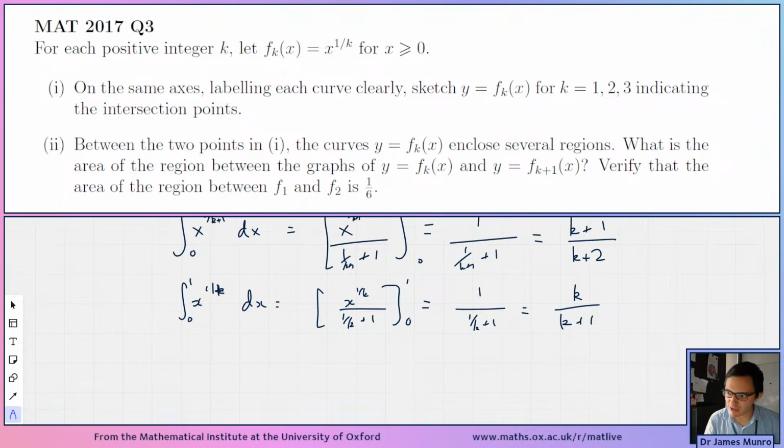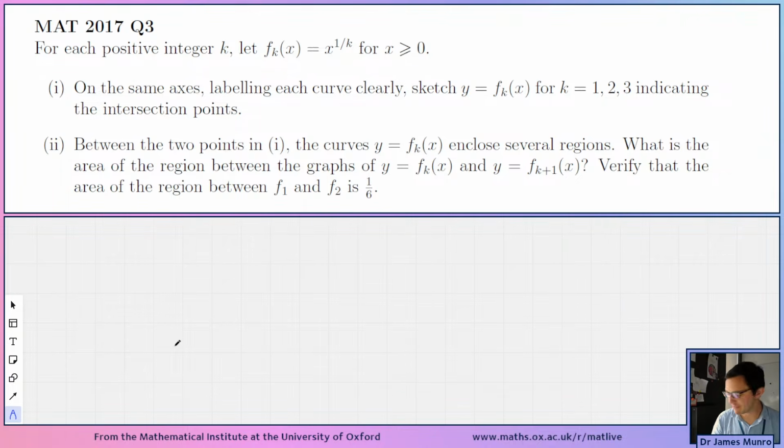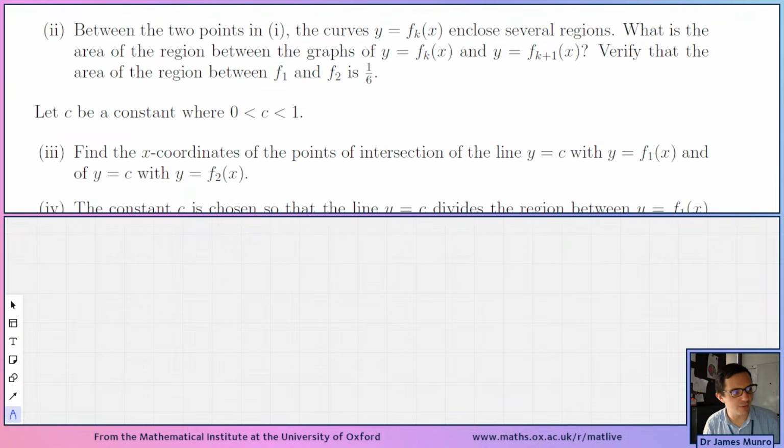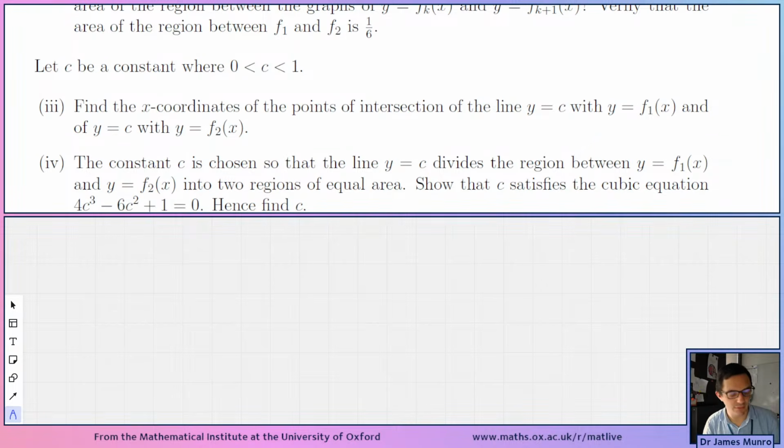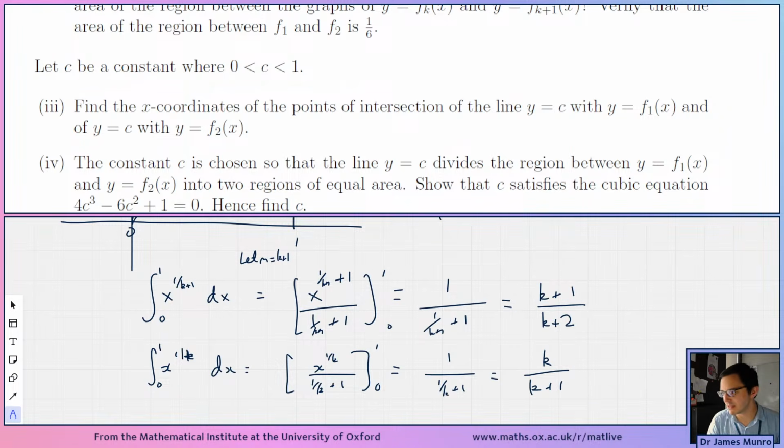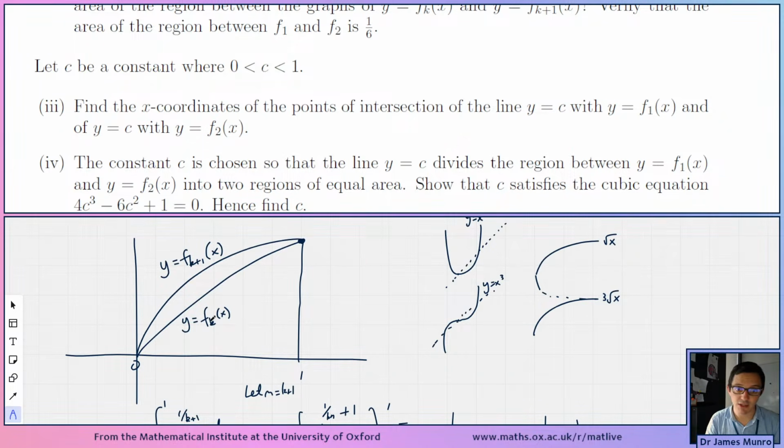The question now wants us to do something else, so I'll scroll down. They bring in this line y equals c. Oh, what was the question actually asking me to do? Oh, the area is 1/6, so the difference between these things is pretty simple. If k is equal to 1, then I think I get 2 over 3 minus 1 over 2, which is 1/6, which is nice. Okay, I want the difference between these two numbers to find the difference between these two areas: area under the top graph minus area under the lower graph.